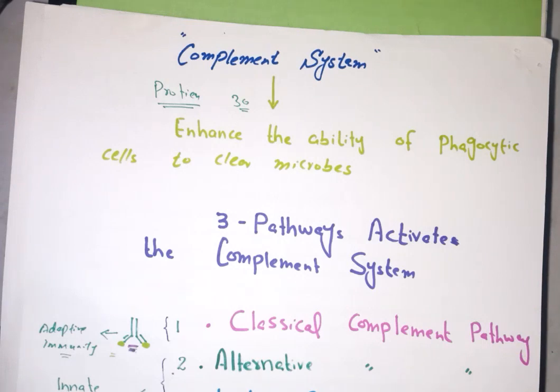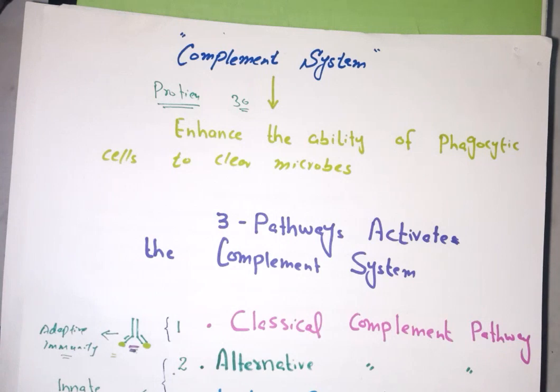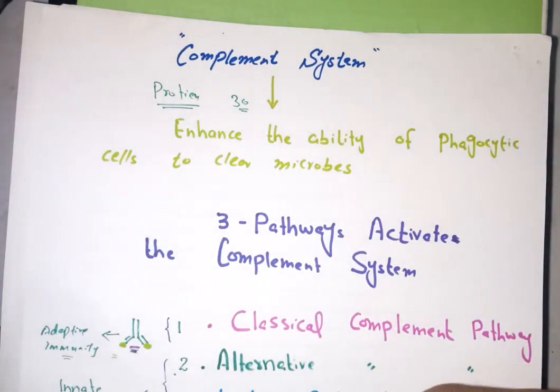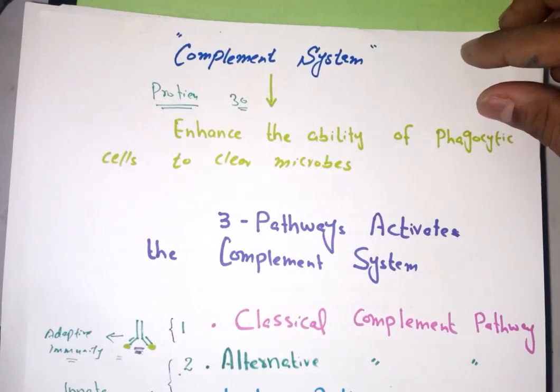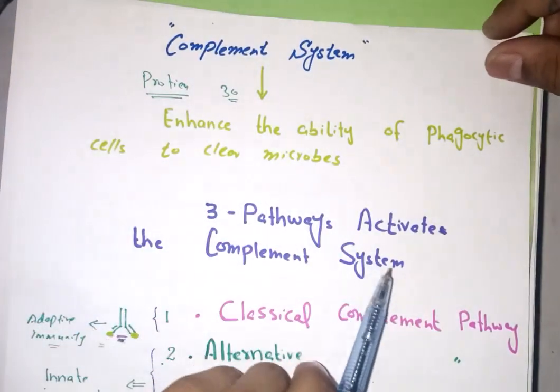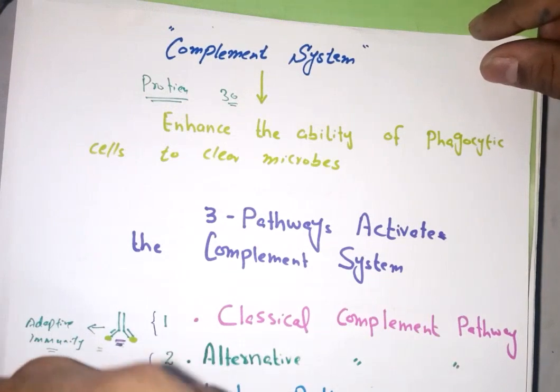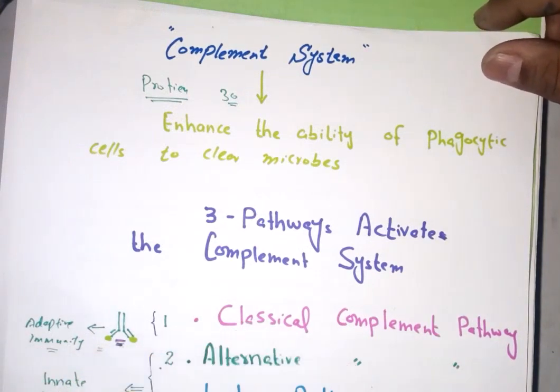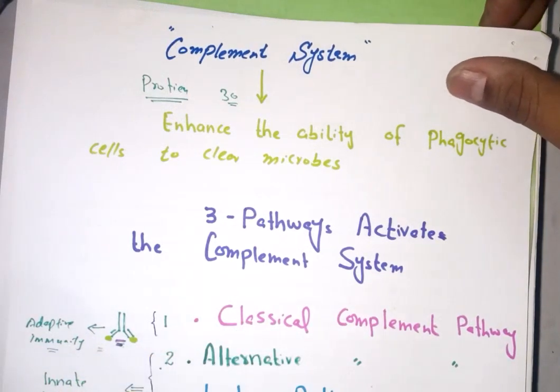They basically increase the phagocytic capacity. They increase the phagocytosis of the microorganism by the phagocytic cells. We know that our immune system has different phagocytic cells like neutrophils and macrophages. So these complement proteins basically increase the phagocytic capacity of the phagocytic cells.